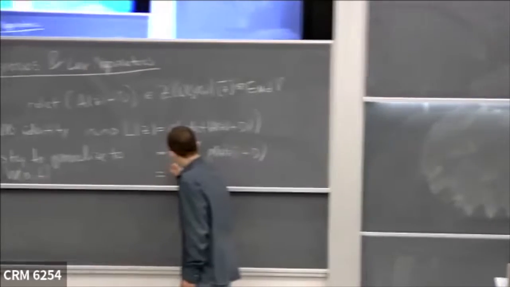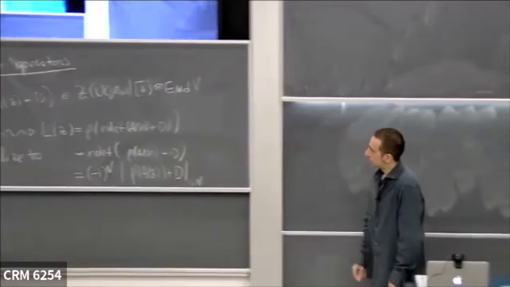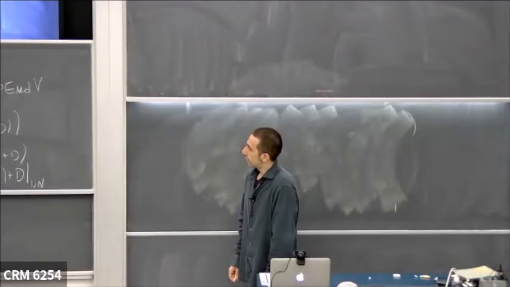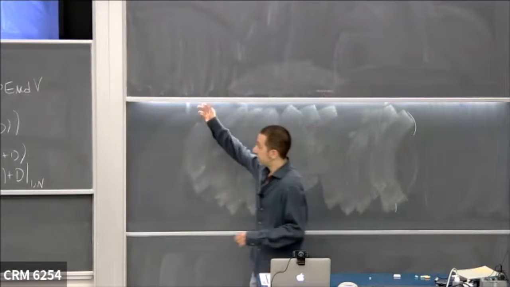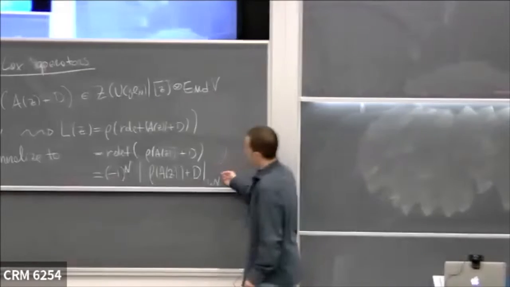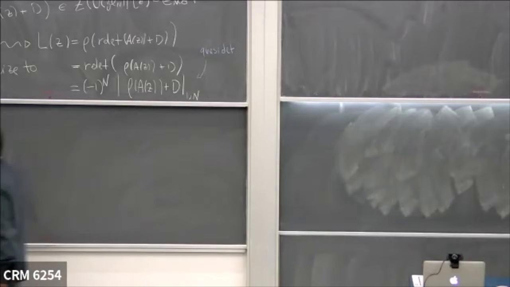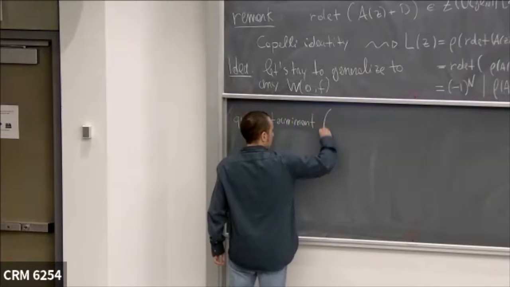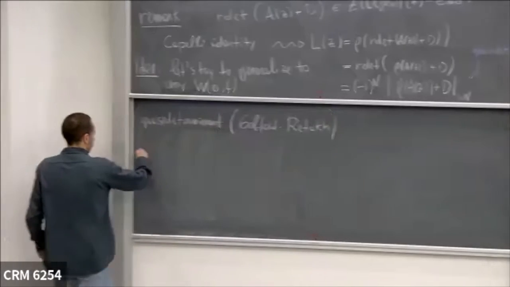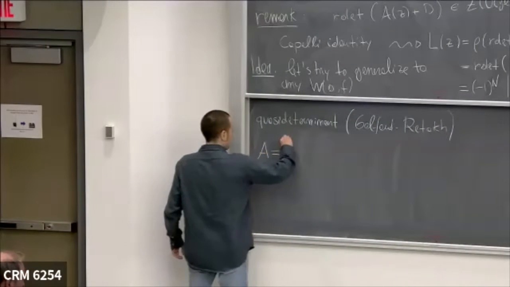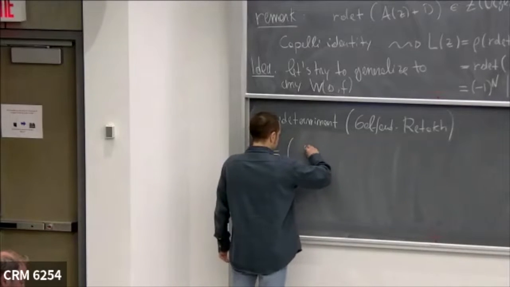And one observation is that, up to the sign (-1)^n, this row determinant is the same as what is known as a quasi-determinant. So let me explain what this quasi-determinant is. This is a good candidate because it coincides at least for the principal nilpotent. The quasi-determinant was defined by Gelfand and Retakh. So we just pick our matrix A and write it in block form.